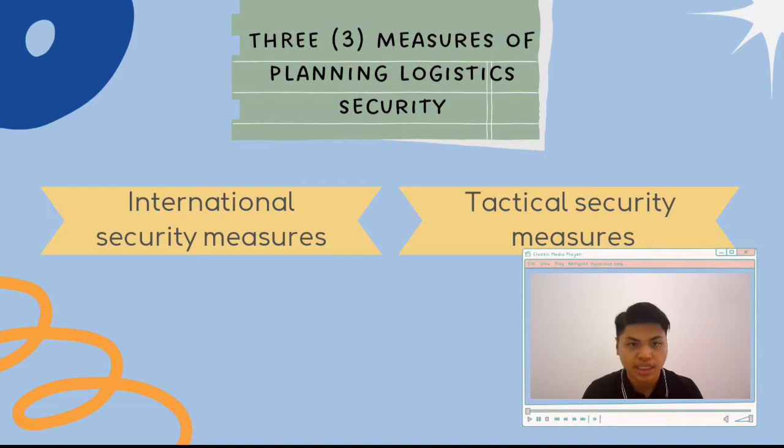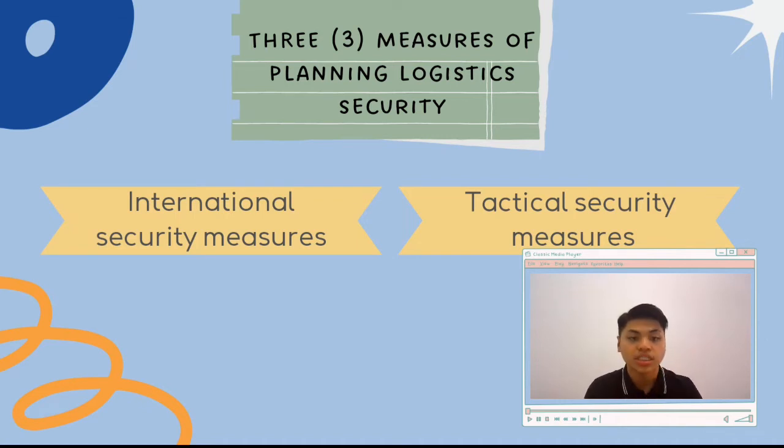Number 1 is international security measures. International measures to combat terrorist attacks differ from one country to another. For example, the United States, the largest economy in the world, is using this following system to enhance their logistics security to avoid any further attacks.